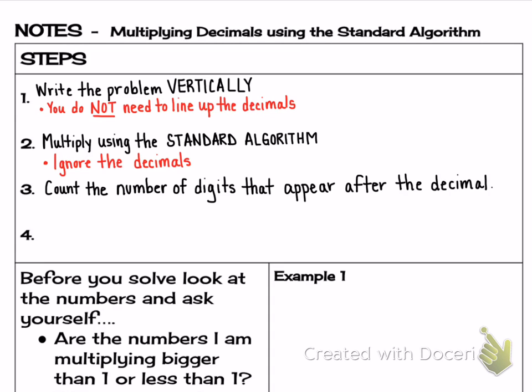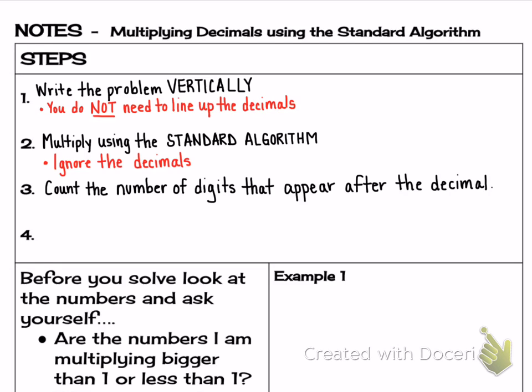Remember, if you're working with a whole number, for example, 5.0, there wouldn't be any numbers after that decimal. Last but not least, now that we know how many numbers are after the decimal, you're going to place the decimal with the same number of digits behind the decimal point in the product.